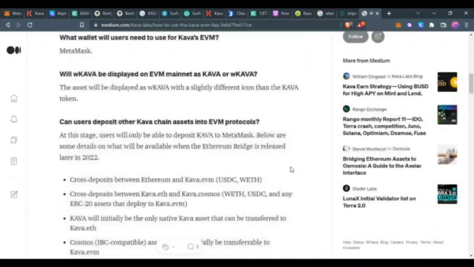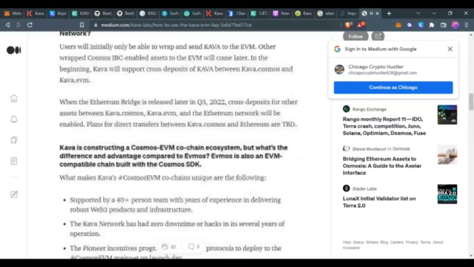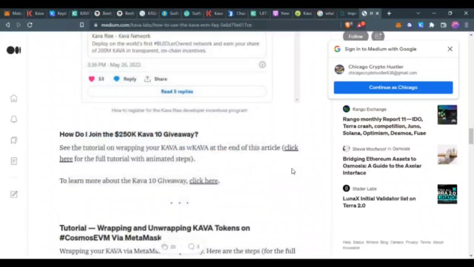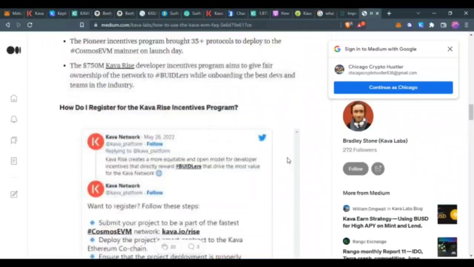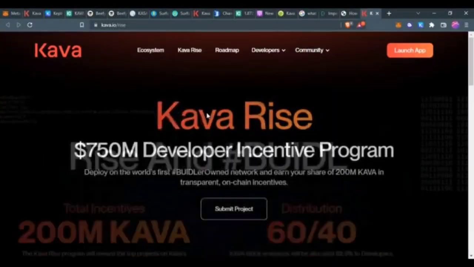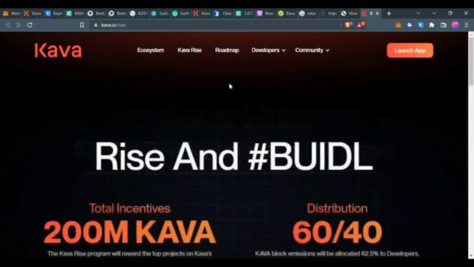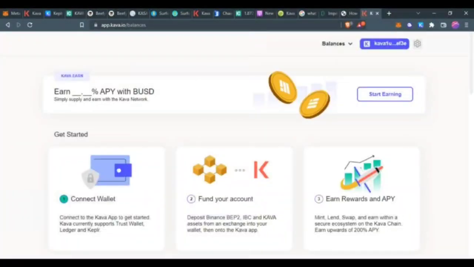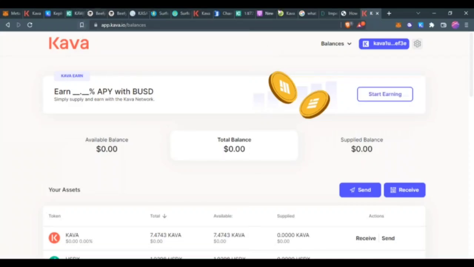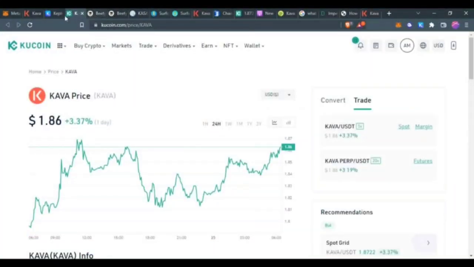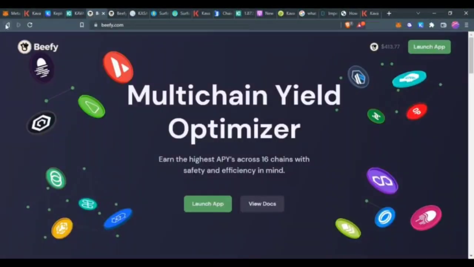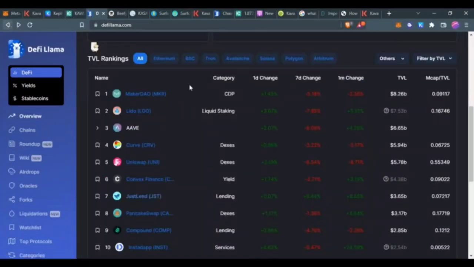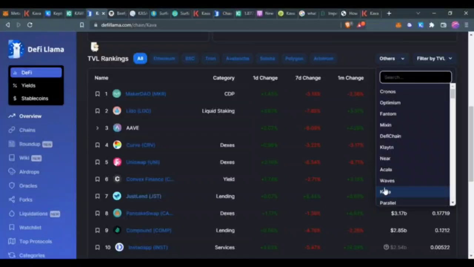Let me see. I want to see if they got a list of any of their updated protocols at all. I hear a lot about this copper rise. So yeah, we're already there. Let's see. So I take it then. Let's go back to Kava real quick.